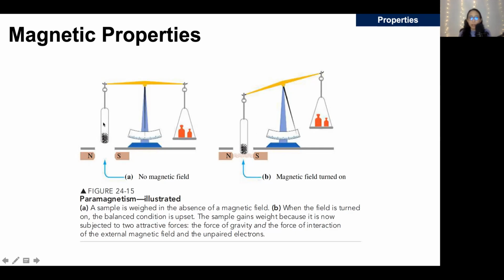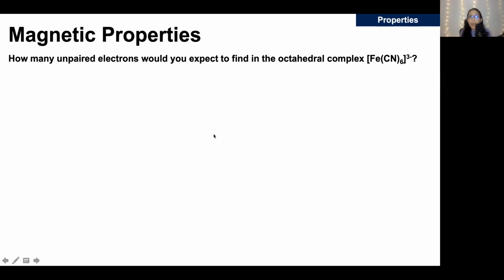So the leveled scale will now be off balance, wherein your material looks heavier than the weights on the other end of your scale. Now, if your material is diamagnetic, then it will be repelled by the magnetic field. So what will happen is that the weights will now seem to be heavier than your sample. Okay, so let's try answering this and then conclude whether the given complex is paramagnetic or diamagnetic.